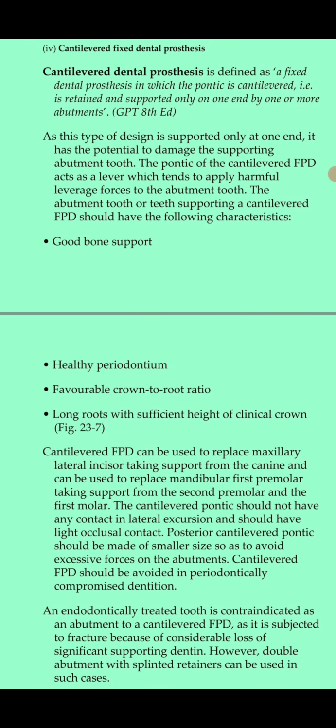Now, the cantilever pontic should not have any contact in lateral excursion and should have light occlusal contact. Posterior cantilever pontic should be made of small size so as to avoid excessive forces on abutment. Cantilever fixed partial denture should be avoided in periodontally compromised dentition. An endodontically treated tooth is contraindicated as an abutment to a cantilever fixed partial denture as it is subjected to fracture. Why? Because in root canal treatment we remove dentine. Because of considerable loss of significant supporting dentine, however, double abutment with splint retainer can be used in such cases.